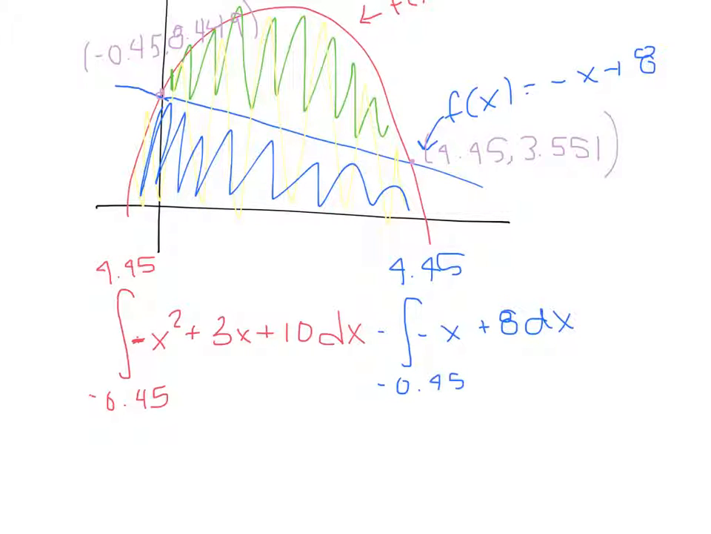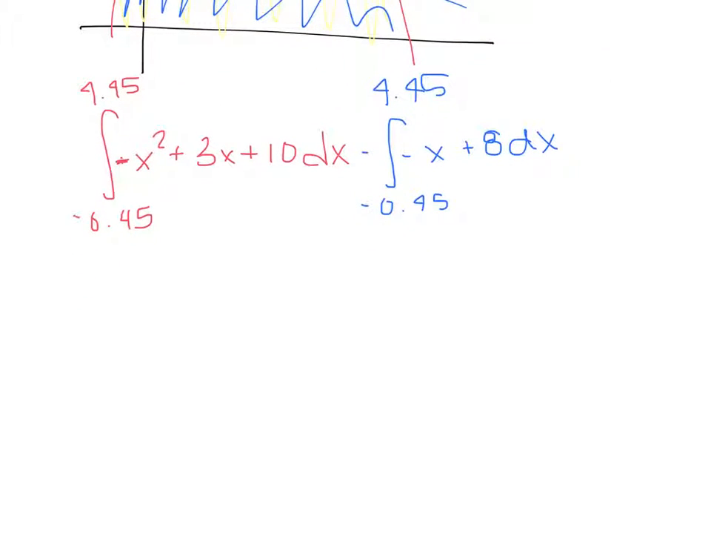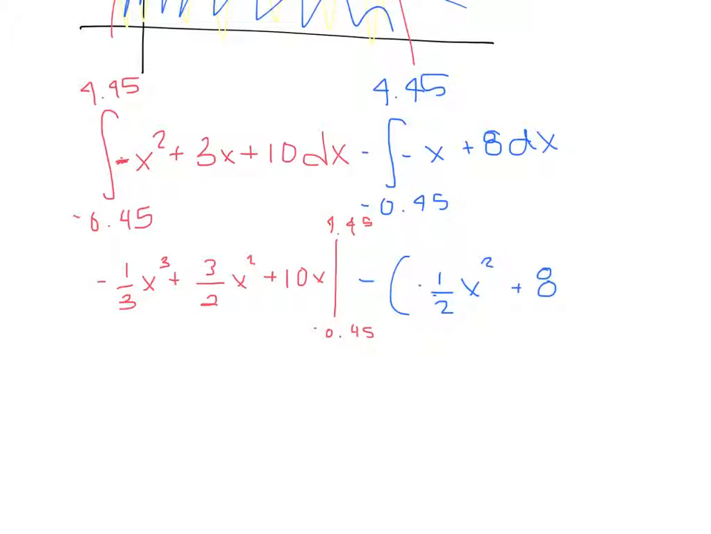Then we're going to take the integral the same way you guys have been doing the whole class at this point. When I take the integral of my first function, I get negative 1/3 x cubed plus 3/2 x squared plus 10x, and I would integrate from negative 0.45 to 4.45, minus negative 1/2 x squared plus 8x. Again, I would evaluate that from negative 0.45 to 4.45. Sorry, I misspoke, this is 4.45, not 4.55.